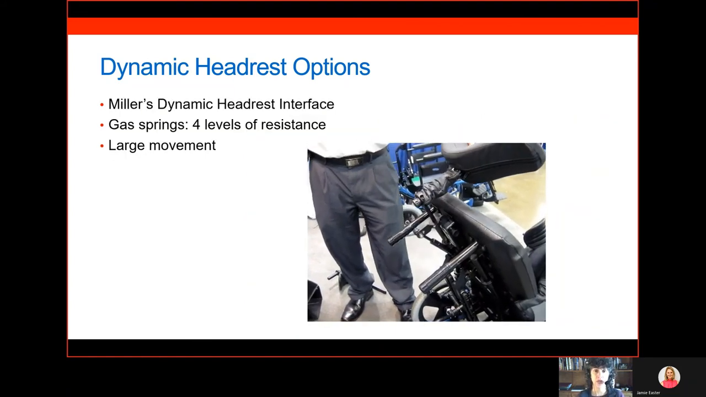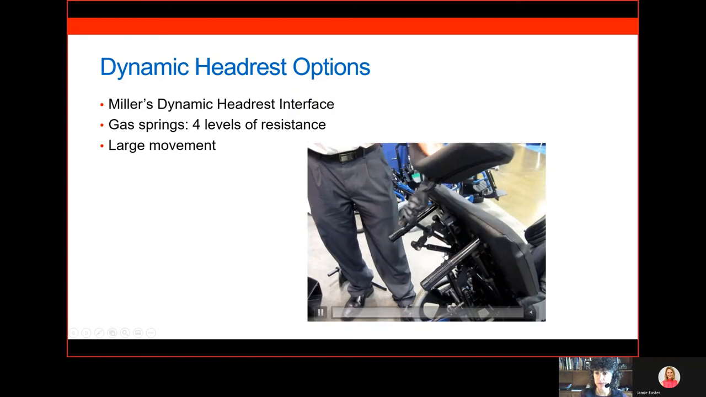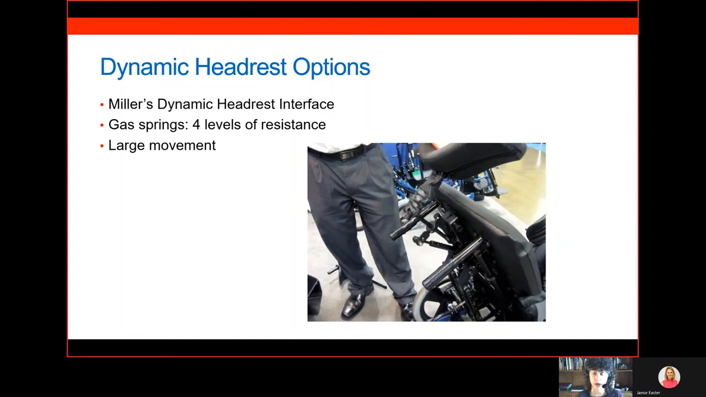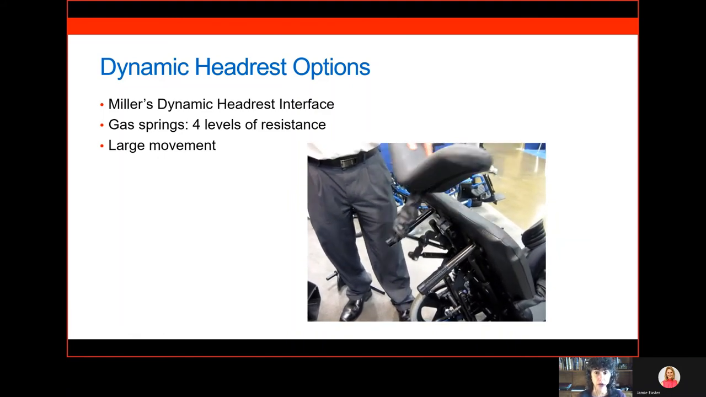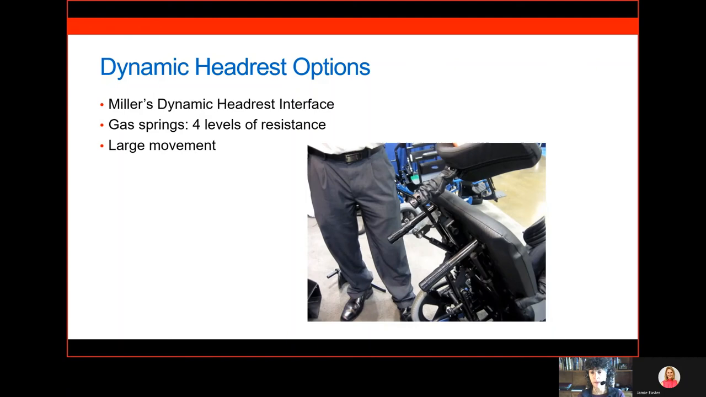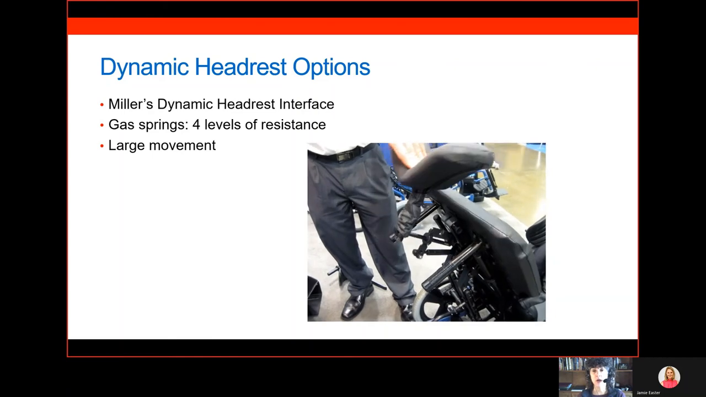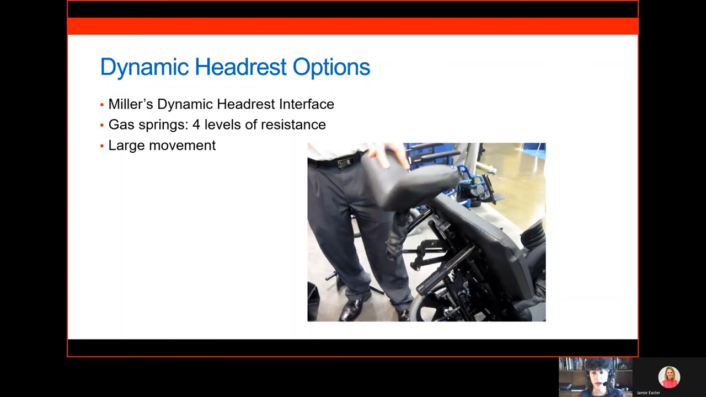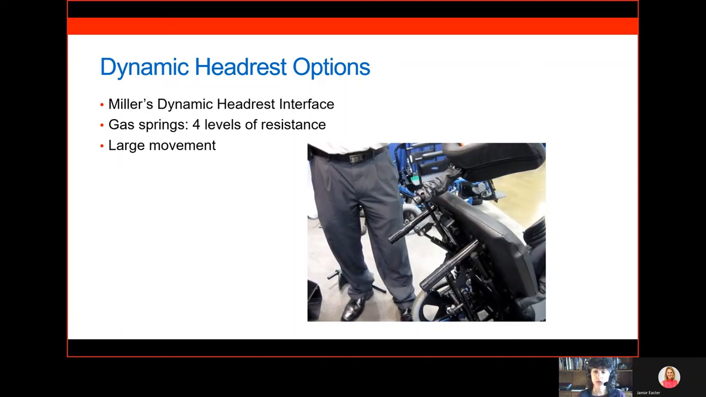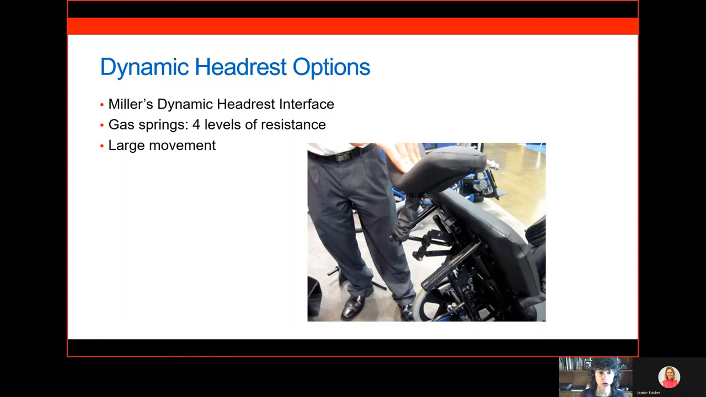Miller's has two main options. This is their dynamic headrest interface, and it uses a gas spring. We can see it back here. It has four levels of resistance. One of my concerns with this is it provides a very large amount of movement. Now, this person demonstrating this obviously is able to move this quite a distance. The person who is sitting in the chair should not be able to move it that far unless they don't have their pelvic belt on. And then perhaps they could, and we don't want our client to injure themselves. So important to keep that in mind. This particular dynamic headrest also locks out. Not all of them do. So this can be locked out for transportation. It is not crash tested, but it can be locked out as desired.